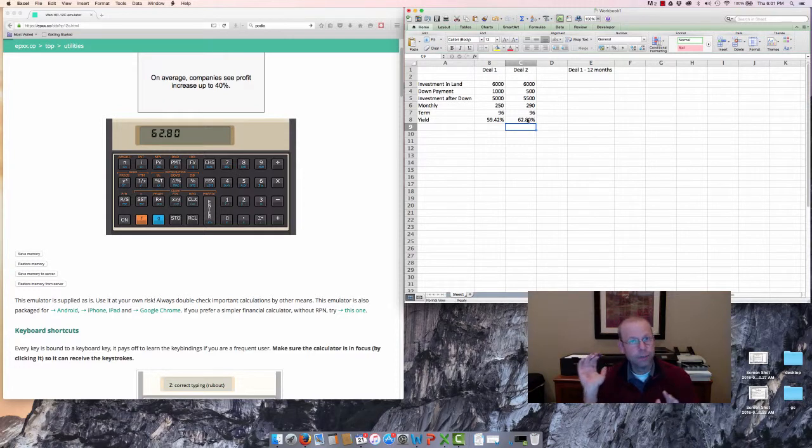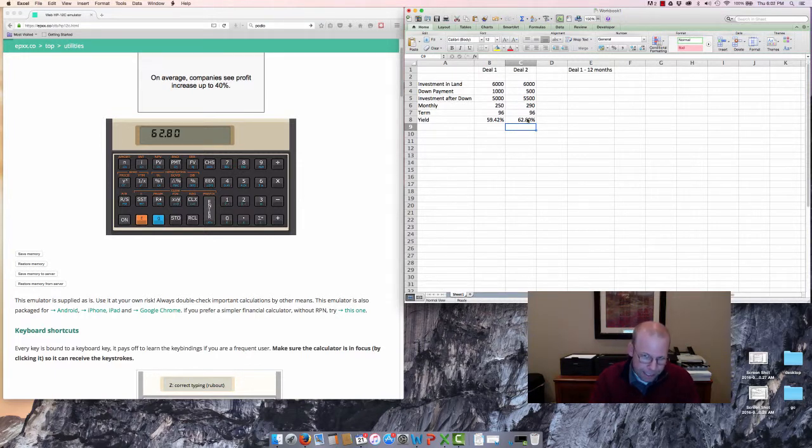I like it a little bit higher than that. My goal is really to get 72 or higher, but I will be happy to take 62%. Good enough, right?